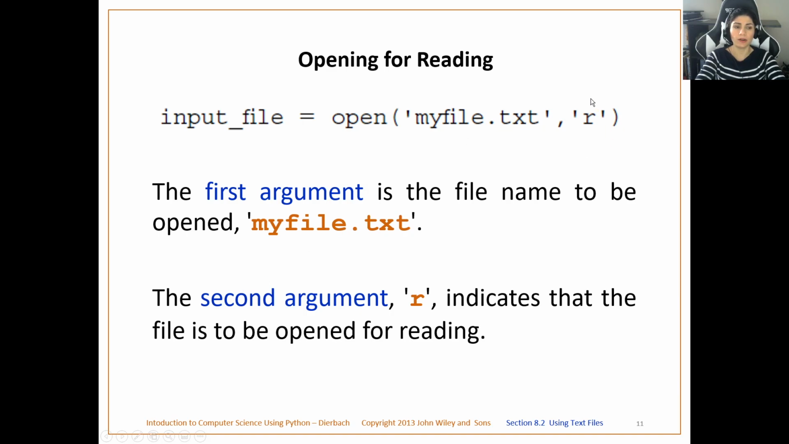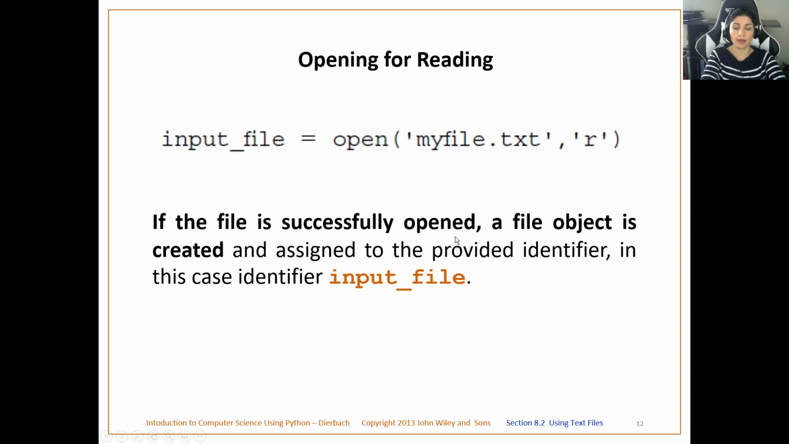And then the second argument depends on how you want to open that text file. Sometimes you want to open it only to read from it. Sometimes you want to open to write to it. Sometimes you want to open to read and write. But we are only focusing on reading and writing only. So in this example, I want to read from this text file, so I use R.